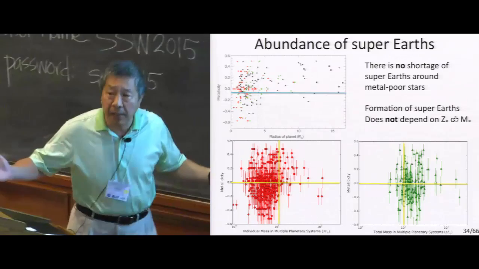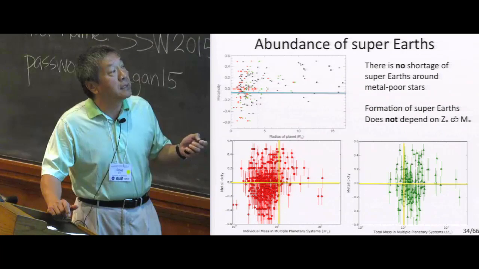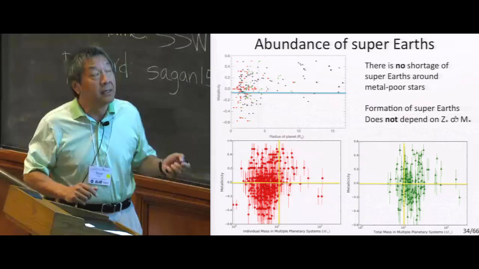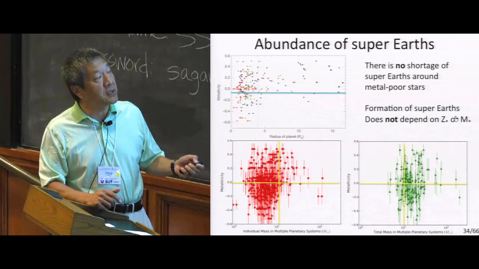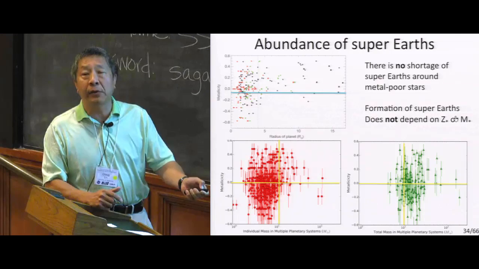Let's do the same experiment again. Let's analyze the data from Kepler again. And here is the mass of the individual planets versus the metallicity of the host star. Now, for the metallicity of the host star, we have to be very careful to get accurately measured systems. So there are far fewer systems around here. And you can see there are many systems down here, a rich supply of systems around low metallicity stars as there are around high metallicity stars. We add up their total mass. Once again, there is no real difference between the two regions.